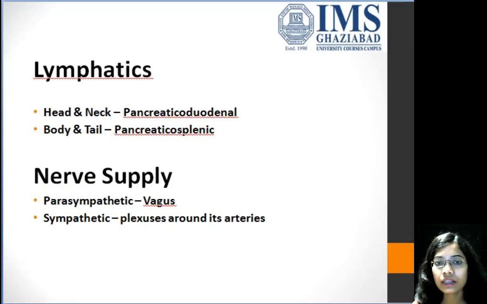Now come to lymphatics. In the head and neck region, lymph systems are present, which comprise the pancreatico-duodenal. Body and tail, the pancreatico-splenic one. Nerve supply. Basically, if we talk about parasympathetic, the vagus nerve is present here. If we talk about the sympathetic one, then there is a plexus around its arteries.